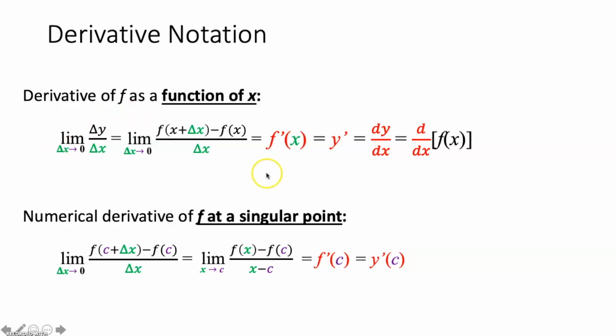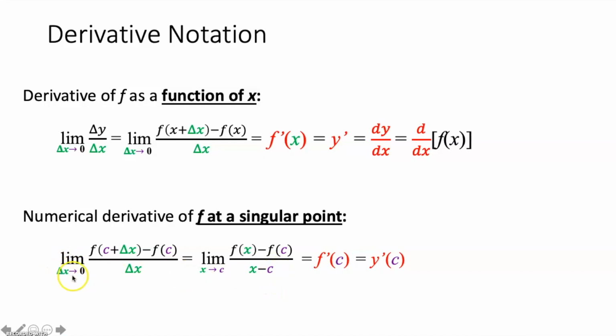All of these refer to the derivative of a function as a function of x, and that derivative will give you a function. So let's say you start with a function x squared, and you want the derivative of that. If you were to use any one of these, you will get a function 2x as your derivative of x squared. Whereas in this case, any of these will give you a number. It will give you the exact slope at a particular x value, c.